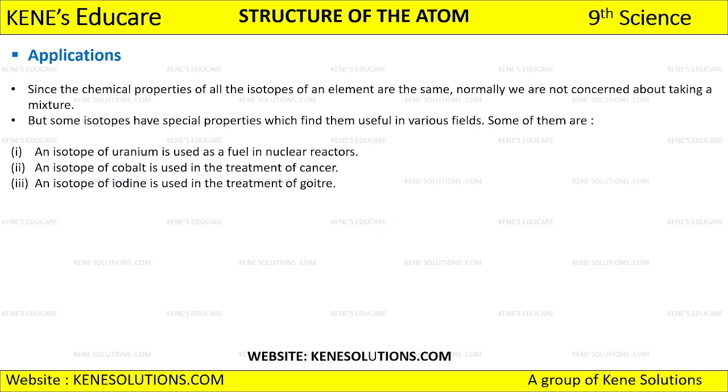So see, since the chemical properties of all isotopes of an element are the same, now we just added that chemical properties of isotopes are going to be the same but the physical properties will differ, right? So normally we are not concerned about taking a mixture, because the chemical properties are going to be the same anyhow. But some isotopes have special properties which find them useful in various fields. Like an isotope of uranium can be used as a fuel in a nuclear reactor. Then an isotope of cobalt can be used in treatment of cancer, and an isotope of iodine can be used in treatment of goiter. Now the applications of isotopes are very important. You should know where exactly we are using these isotopes and whether they have any special use or not. Okay. So I want you all to please go through this application part, take a note of it, and then I'll stop for the day because in the next class we won't have much and I cannot elaborate now. So we'll do that in the next part.